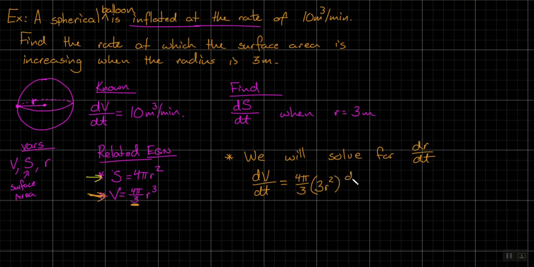3r squared times dr dt. Thank you, Ms. Cabal. Okay, those 3's divide out, and we're one step closer. We see that dV/dt is equal to 4 pi r squared times dr dt. And one more step away. What's dr dt then?